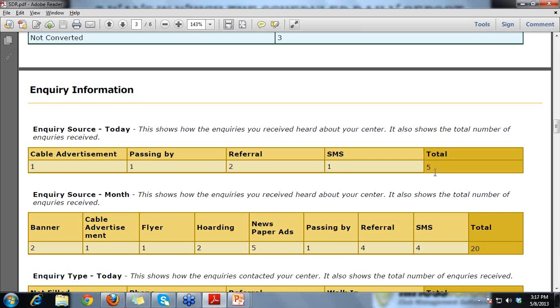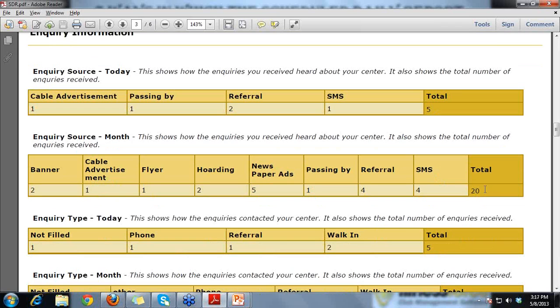Now this is for one day, and exactly below you have inquiries for the whole month. So in the whole month there were a total of 20 inquiries. Out of that, 5 were from newspaper ads, 4 were from SMS marketing, 2 were from banner, and the remaining 1 each from cable advertisement, flyer, and passing by. So you can keep track of which of your marketing sources is working out the best for you.